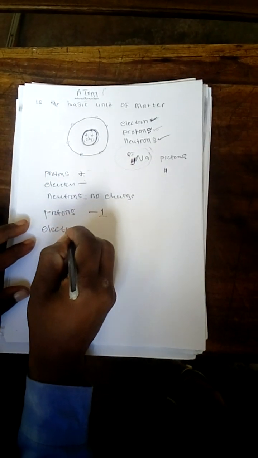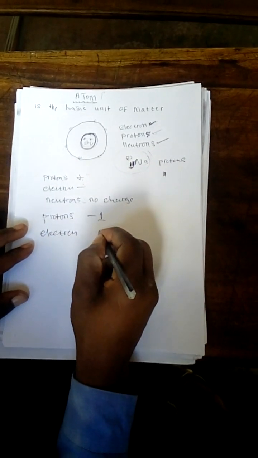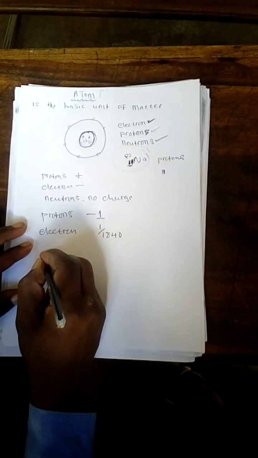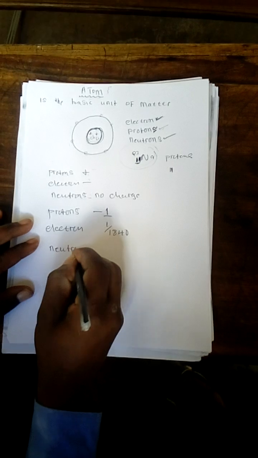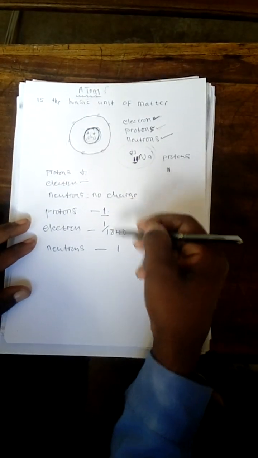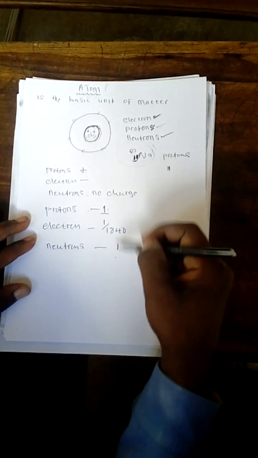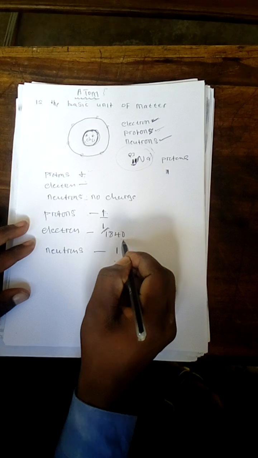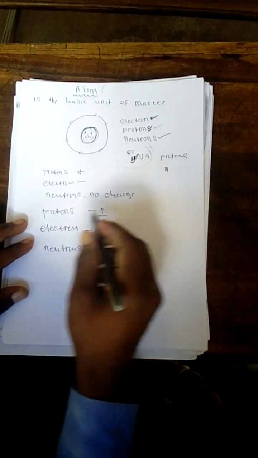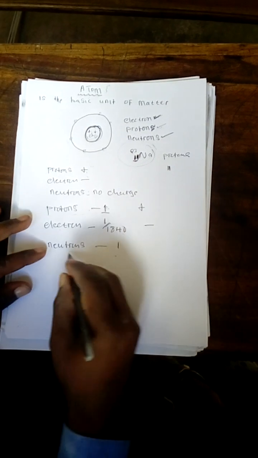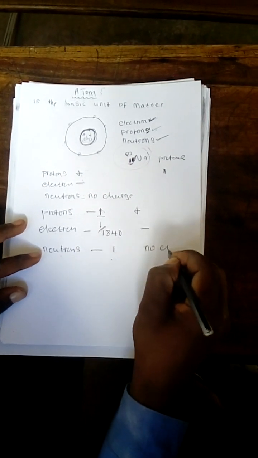Electrons have a mass of 1 over 1840. Then neutrons have a mass of 1 also. So these two, protons and neutrons, have the same masses. But electrons have got a mass of 1 over 1840. What of their charges? Protons are positively charged. Electrons are negatively charged. Neutrons have no charge.